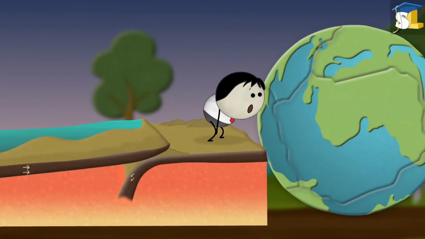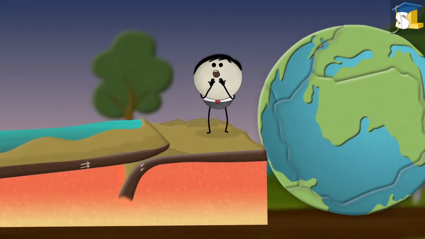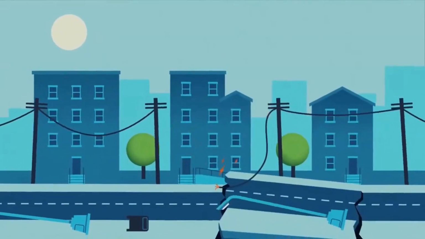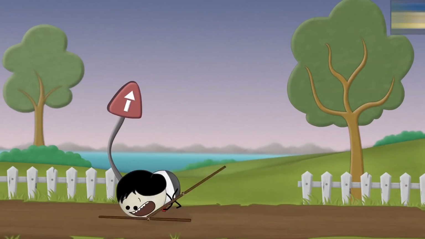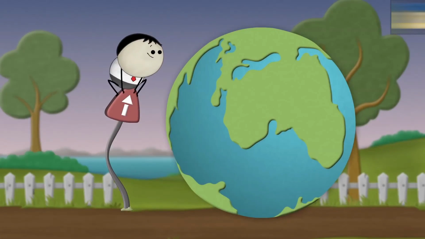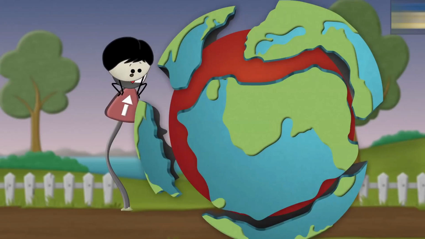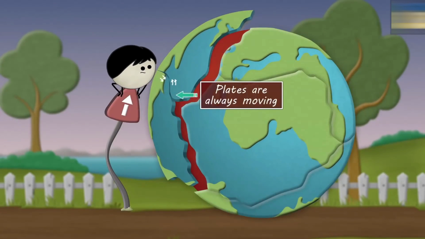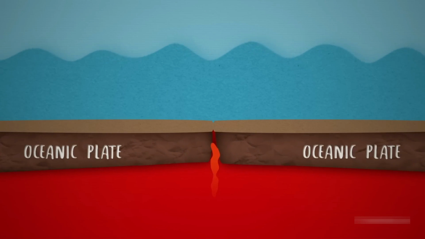The energy released during an earthquake is felt as seismic waves, which travel through the Earth's crust and cause the ground to shake. The strength or magnitude of an earthquake is measured using a seismometer, which records the amplitude of the seismic waves.